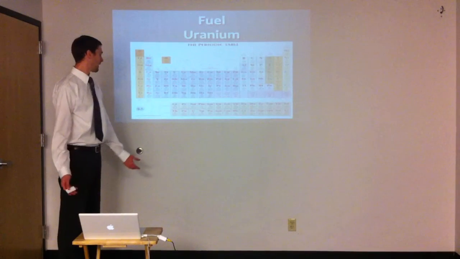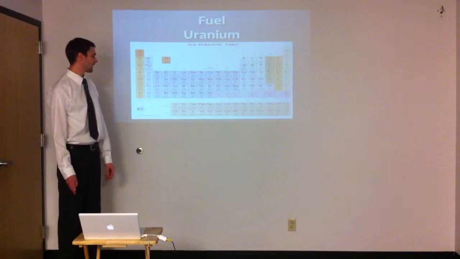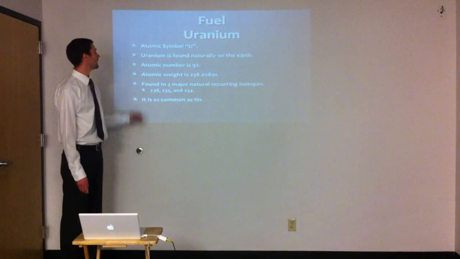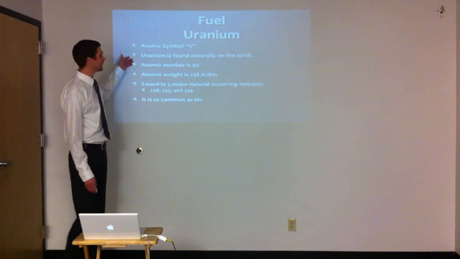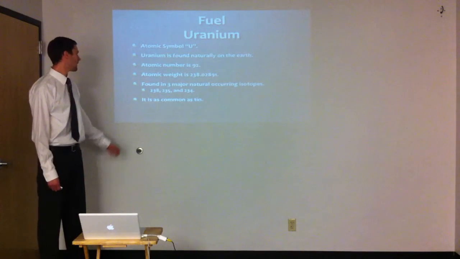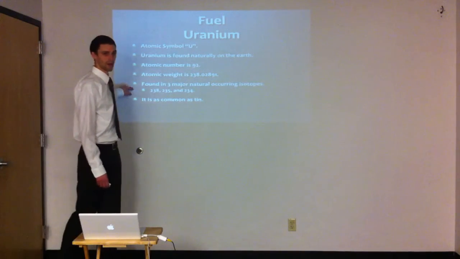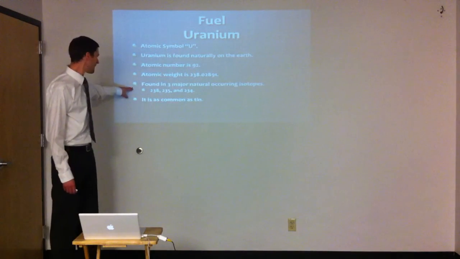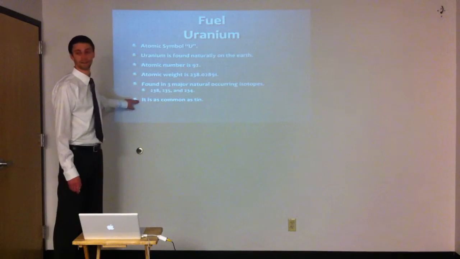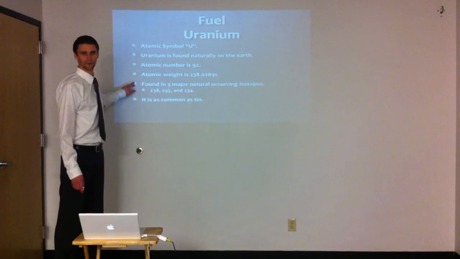It's an element on the periodic table of elements. It's right here. And the symbol is U. It's found naturally on the Earth. It has an atomic number of 92. It's found in 3 major naturally occurring isotopes. And it's as common as tin. So, is everyone familiar with what an isotope is?